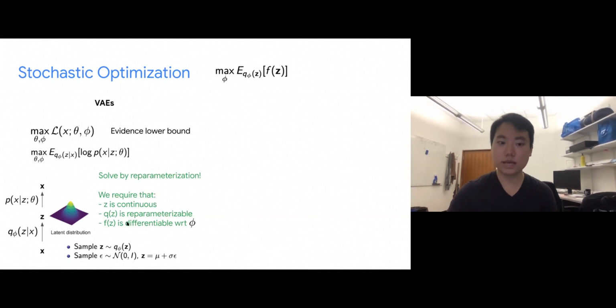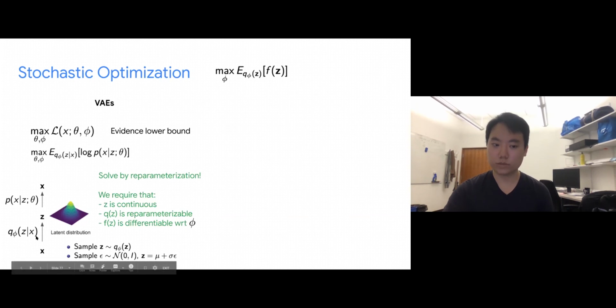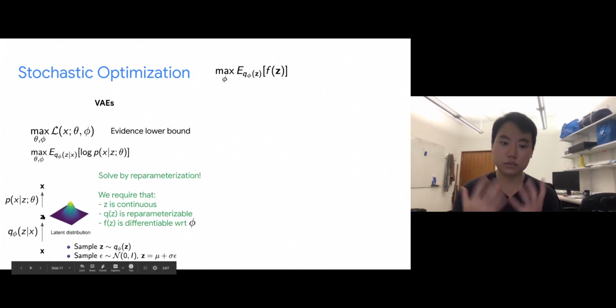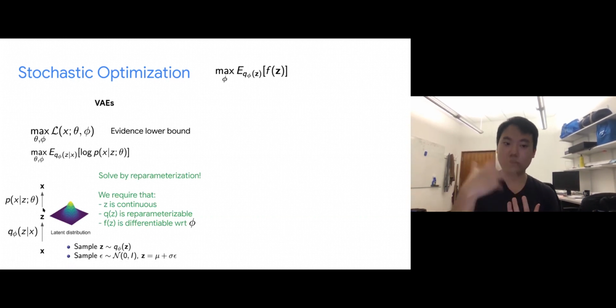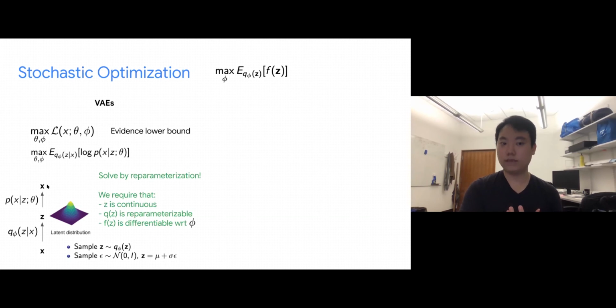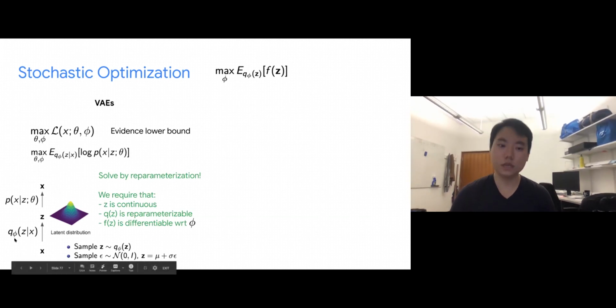Something else we needed was that f of z, which is all the computation function that goes on after z, is also differentiable with respect to phi. And in the case of VAEs, it is, because once you sample a z through reparametrization, it just goes through a bunch of neural network layers to get your output and define your loss. So all of this is also differentiable with respect to phi. So these are some requirements.